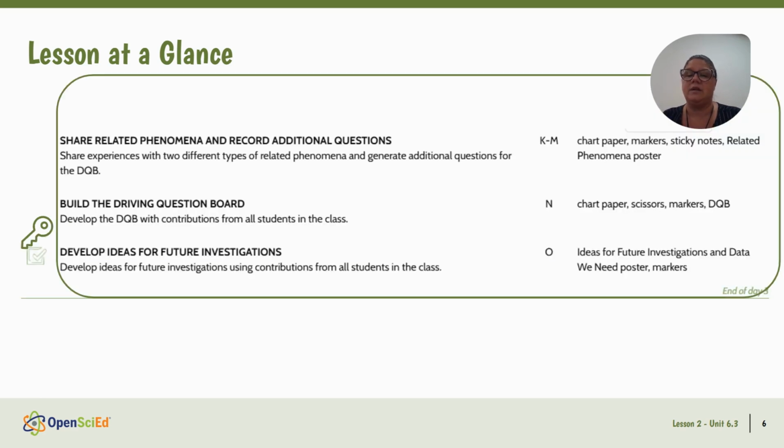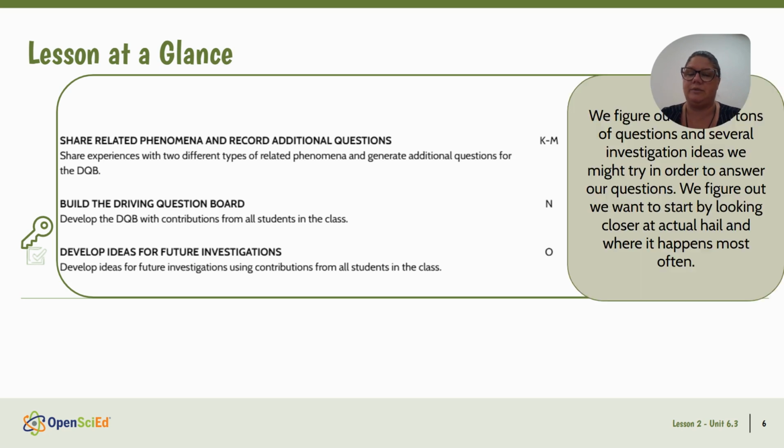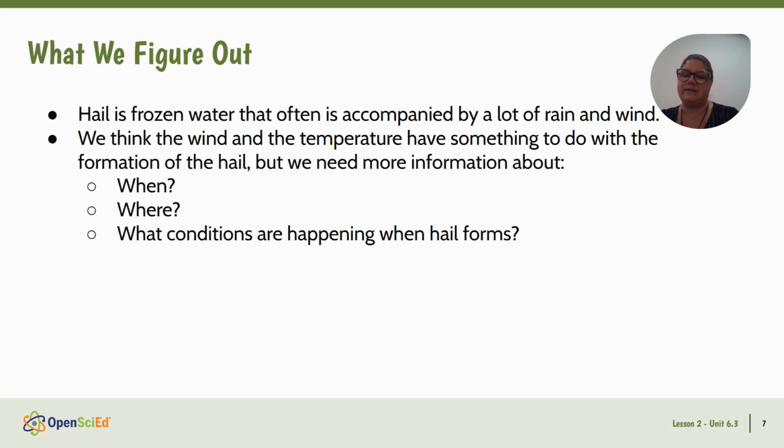And then on day 3, we're organizing those questions on our driving question board, and we figure out that we have tons of questions and several investigation ideas that we might try in order to answer our questions. And we figure out that we want to start by looking closer at actual hail and where it happens most often. In this specific lesson, we figure out that hail is frozen water that is often accompanied by a lot of rain and wind. We also think that the wind and temperature have something to do with the formation of hail, but we're not 100% sure. We want to find out more about when and where and what conditions happen most often when hail forms.